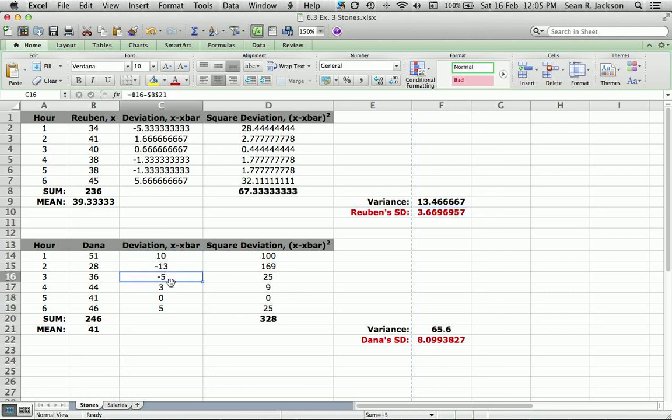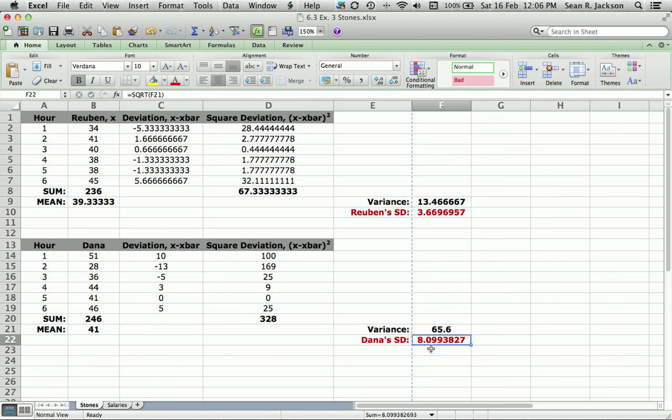All of her processes have been laid out. And what we can do is simply take a look and say, everything here is pretty consistent. When we arrive at this, Dana's standard deviation is about 8.1. So Ruben is much more consistent than Dana, with a value of 3.7 as opposed to a value of 8.1.